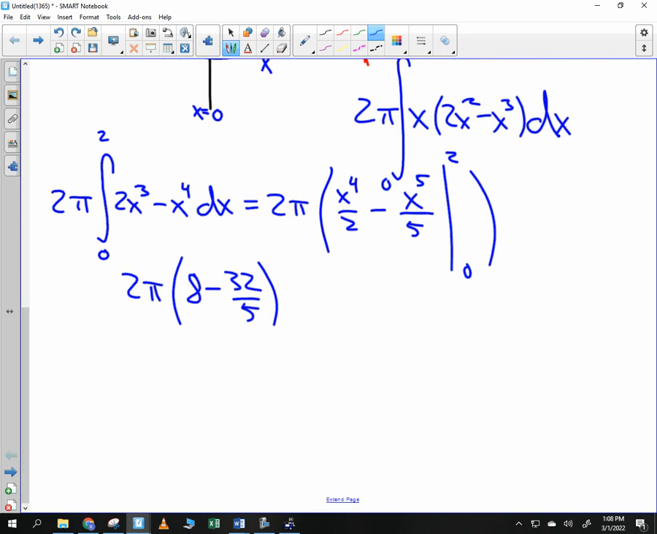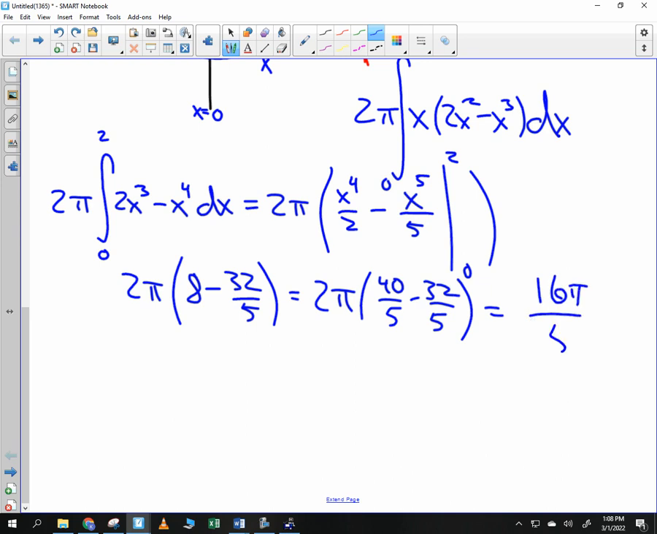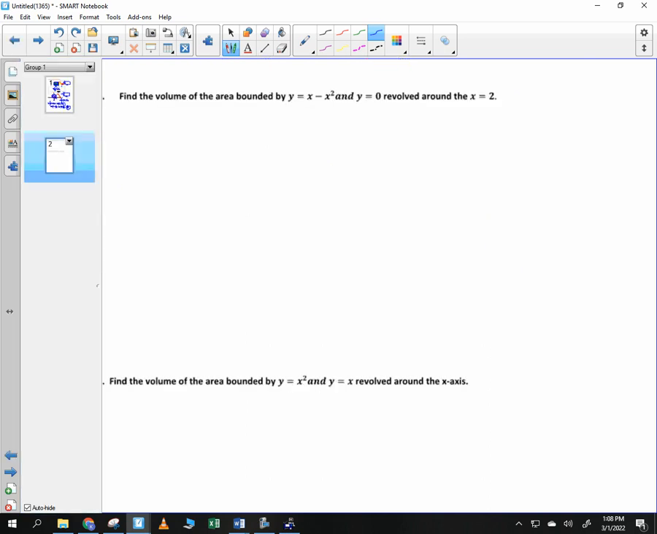We're not going to do that. We're calculus students. So I'll turn 8 into fifths. What is it? Yeah, so I go 2 pi times 40 over 5 minus 32 over 5. What's 40 over 5 minus 32 over 5? 8 over 5 times 2 pi. Sweet. I think that's easier than washers. Let's see if we can get one more done. Okay.